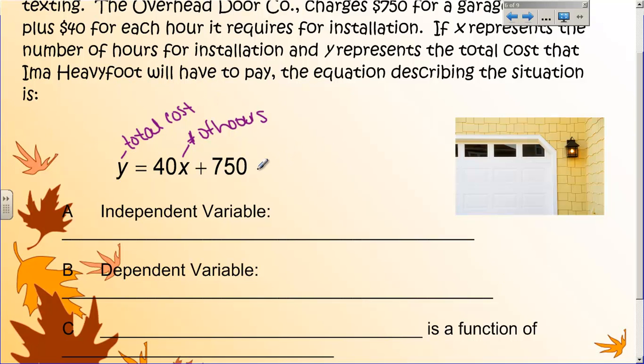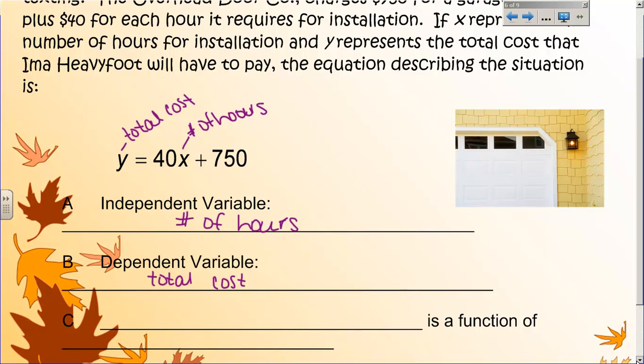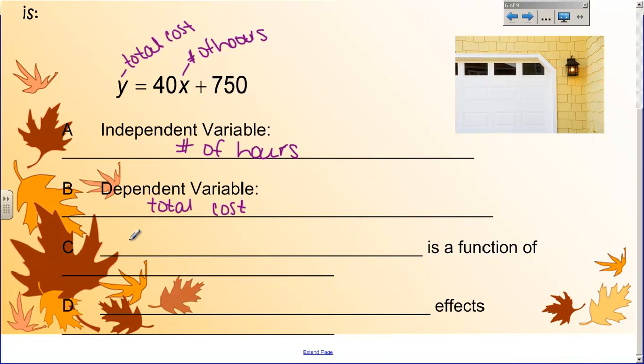Like we looked at our table a minute ago, X is independent. So the number of hours is your independent variable, and your dependent variable is Y, so that would be your total cost. And so when you are looking at this, we write it as a function statement. You're going to say that the total cost, because that's your dependent, is a function of, because if you remember, that's the same thing as saying depends on the number of hours that they come and work. So it's the number of hours worked.